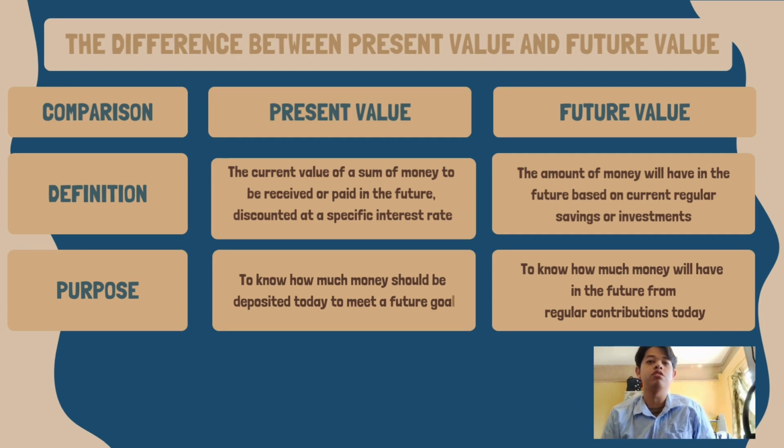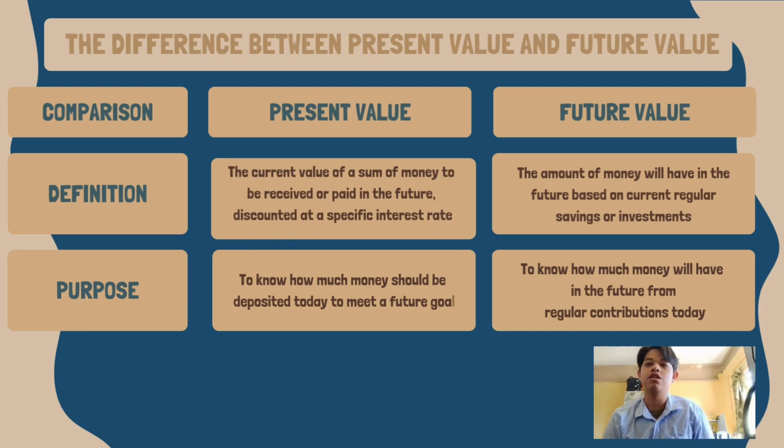So the present value is the current value of a sum of money to be received or paid in the future, discounted at a specific interest rate, so we calculate the current value and the discount. Secondly, about the purpose of present value. What's the purpose of present value? Its purpose is to know how much money should be deposited today to meet a future goal.